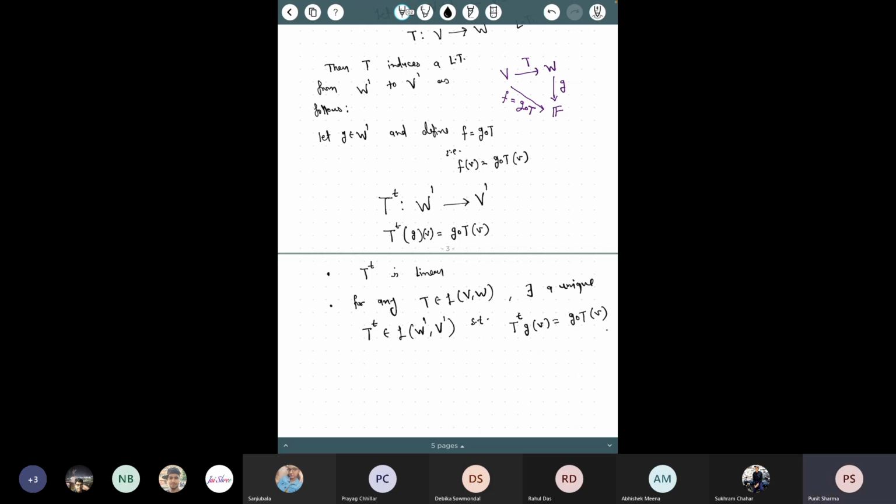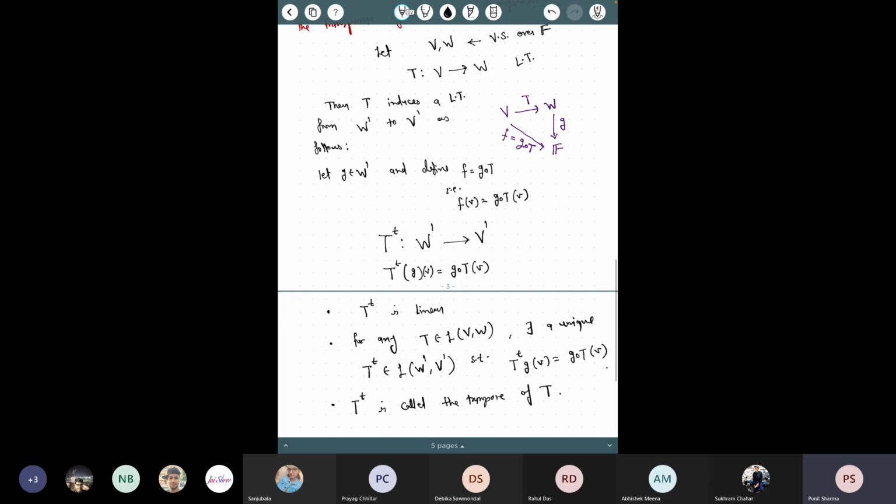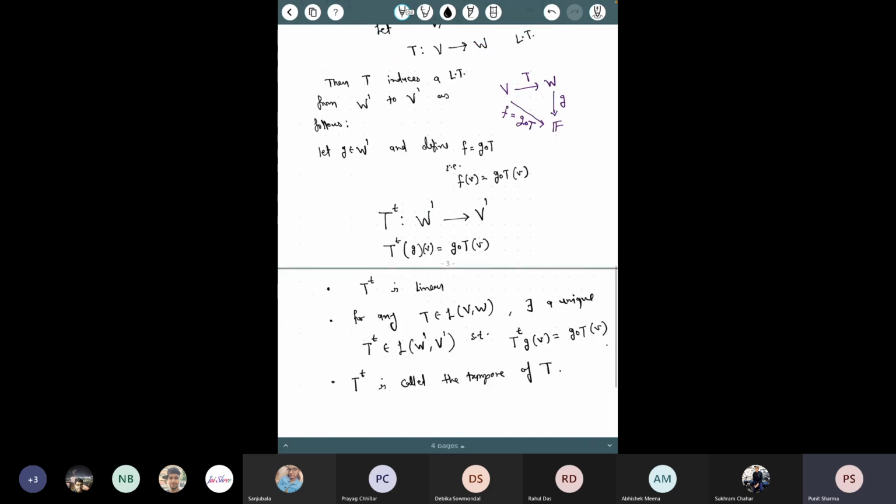Since it's a unique way to define, we can give a name to this transformation, which is induced by T. We call it the transpose of T. So for every linear transformation T, we can talk about its transpose, and it is defined by using this composition.